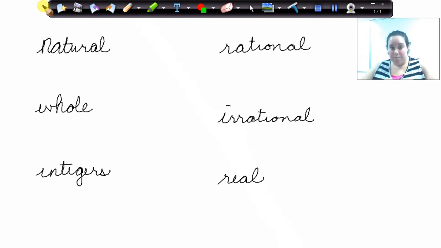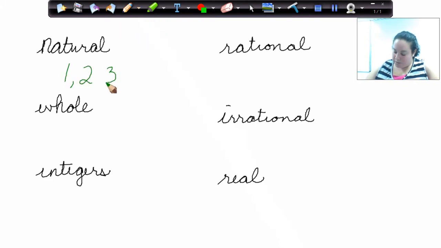Okay, the natural numbers is a specific set of numbers: whole, integers, rational, irrational, and real. So first of all, what are the natural numbers? They're just the counting numbers. So for example, 1, 2, 3. The numbers that you would use to count things. Starting with 1 and going up from there.